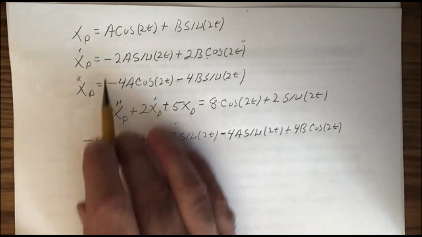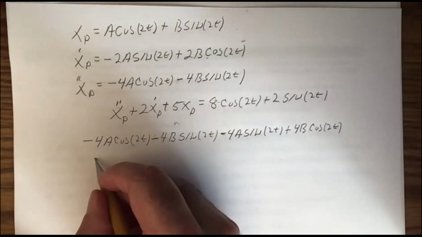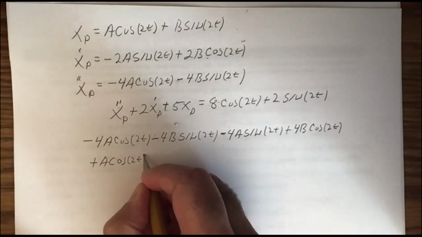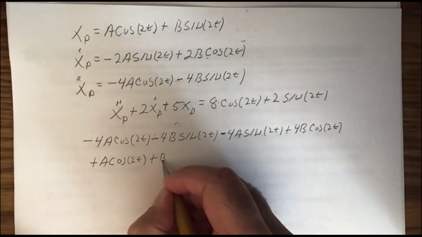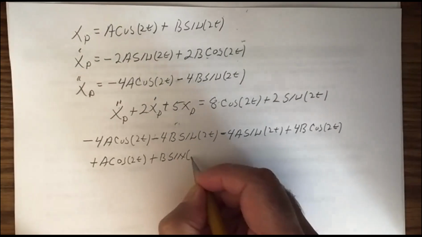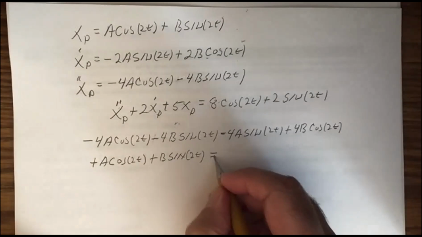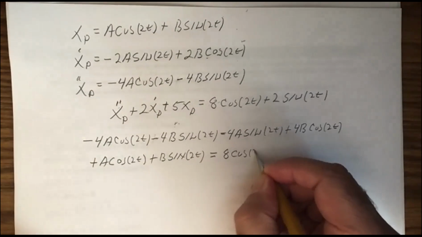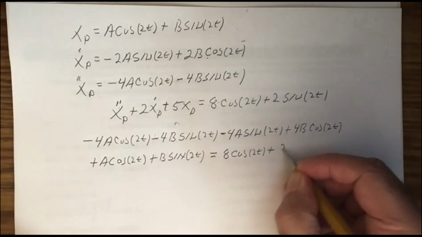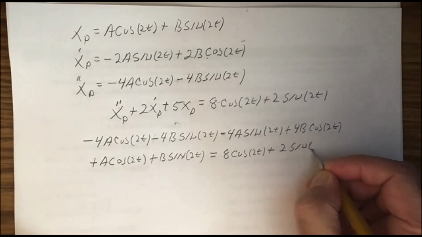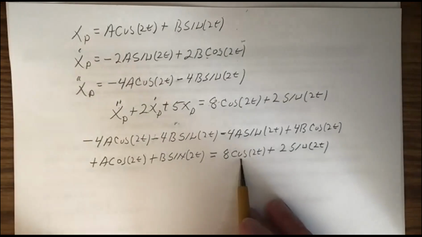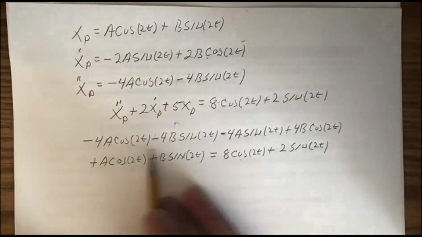Now I also have a plus a cosine of 2t plus b sine of 2t, and this is all equal to 8 cosine of 2t plus 2 sine of 2t, right? Does that look right? Okay. So here I got cosine, here I got sine. So let's combine.